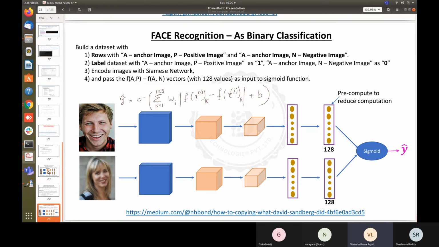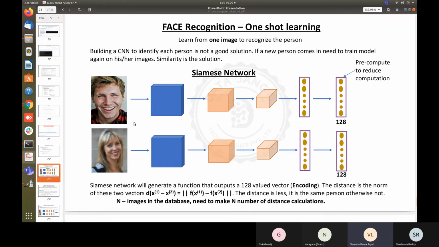I said I am going to reduce each picture into a 128 dimensional vector. You can choose the dimensionality, it doesn't matter. Then save them into a database. When a person comes in front of the camera, I'll take that picture, pass it to the network and convert it to a 128 dimensional vector, and then check whether this vector is present in the database or not. That's the face recognition model.